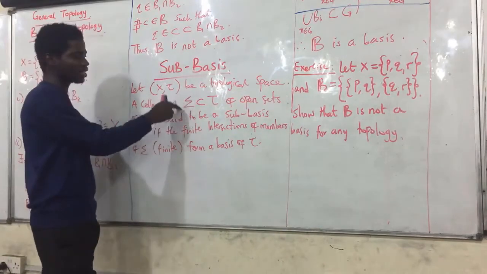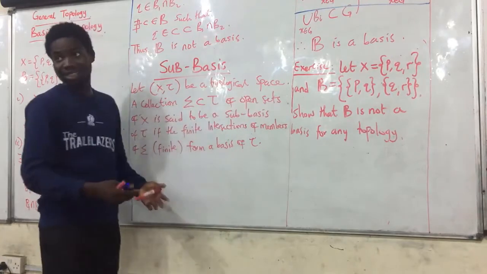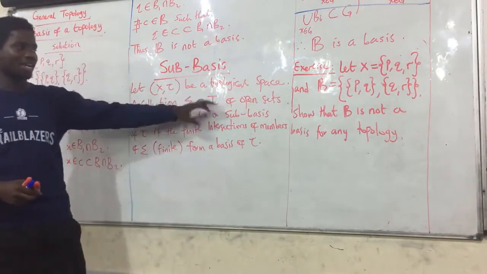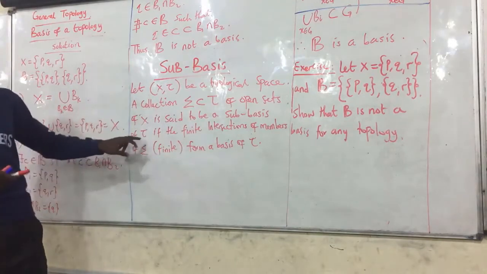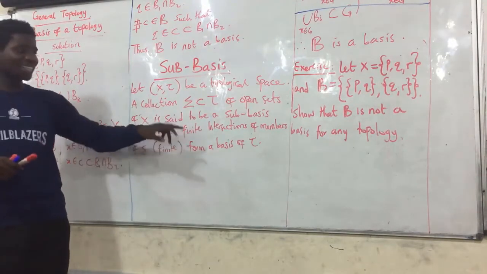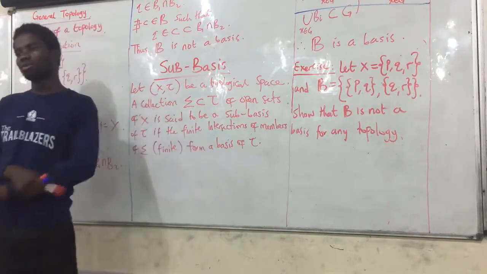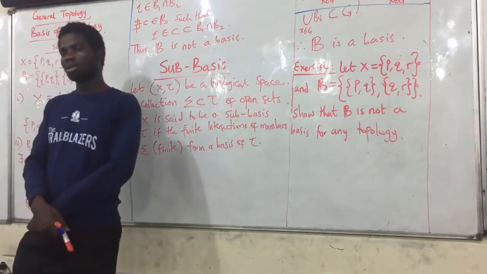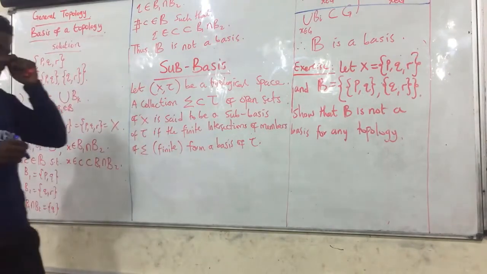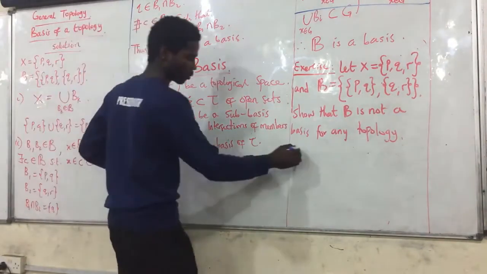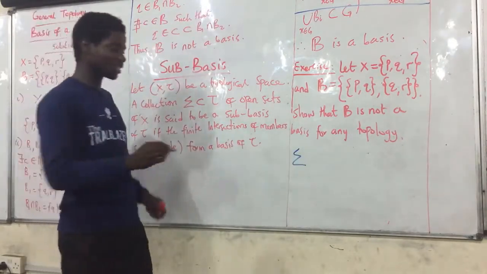This is the notation for the topology of open sets, isn't it? Everything here is an open set of X, and it is said to be a sub-basis of the topology if the finite intersection of members of this collection forms a basis of the topology. What does that mean? It means that if you take this one, it will be a sub-basis.